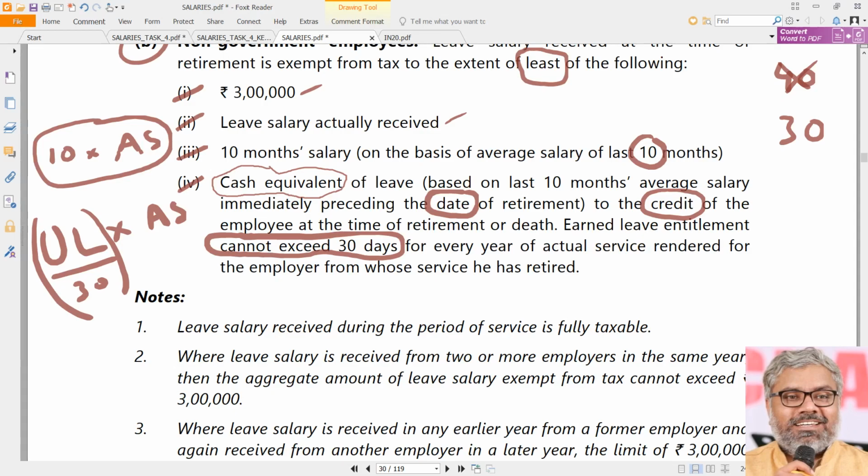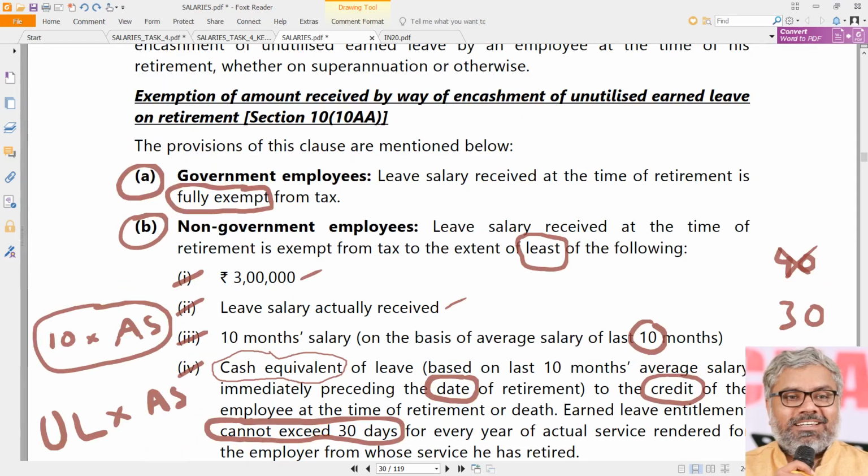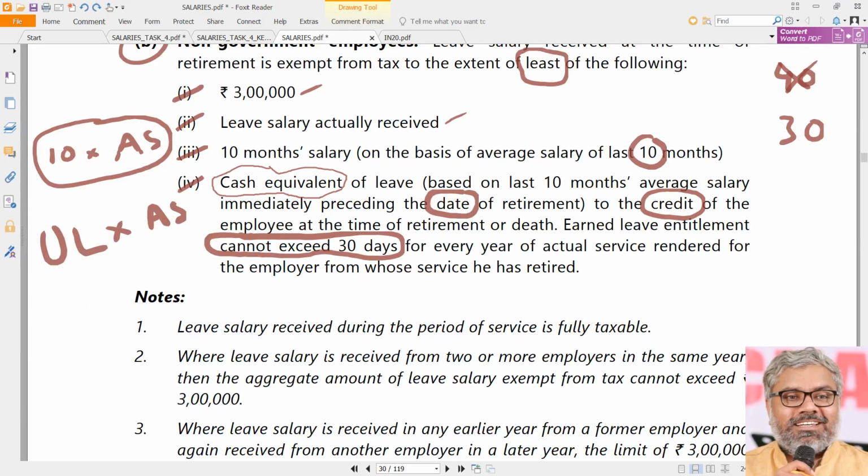What is given? Days given, months given, how is it given? You have to observe. Average salary is monthly, that we know. Because of which, the unavailed leave also has to be in months. If it was calculated in days, it has to be divided by 30. If not, it can be just unavailed leave multiplied with average salary. So simply we are converting the unavailed leave into monetary terms by taking the average salary as a basis. And we know what the average salary is: the average salary for the last 10 months preceding the date of retirement. That is a very important calculation of exemption under section 10(10AA) for leave salary received upon retirement of the employee.